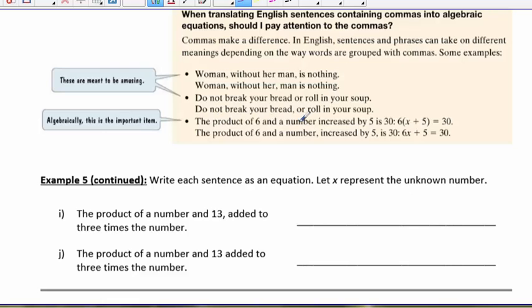The product of 6 and a number increased by 5 is 30. The product of 6 and a number increased by 5. Okay, when I see this without a comma, the two parts of my product are 6 and a number increased by 5, and 'and' being the divider between the two parts of the product. So without a comma there, it's going to imply parentheses. When there is a comma, it'll be the product of 6 and a number, then increased by 5. Okay, so whether or not there is a comma makes a big difference in some of these sentences.